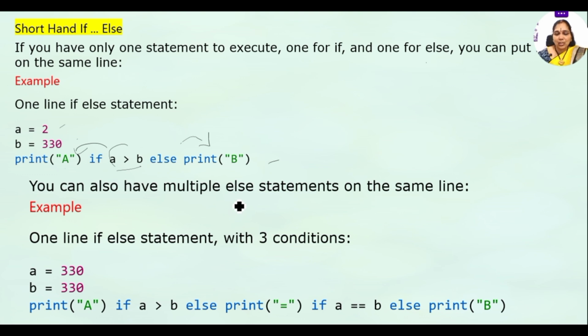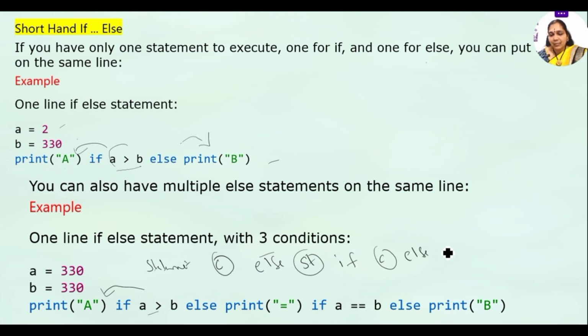Suppose you have three conditions but you want to write them in a single line. You can write it like this: if the condition is true, the first statement has to be written first, then the next condition, next else, next statement. Again, if you want to write an if statement, so if, condition, else, statement. This can also be written like this. These are called shorthand if statements.